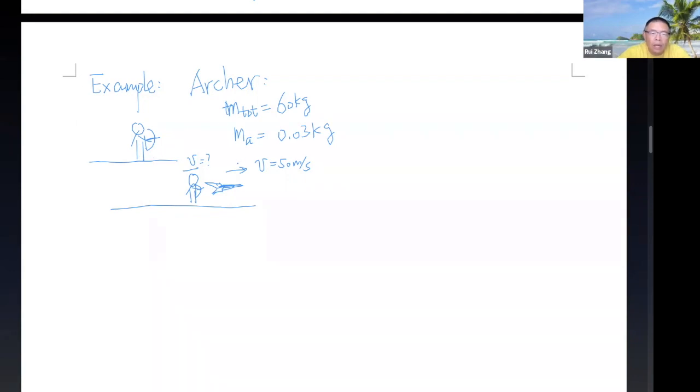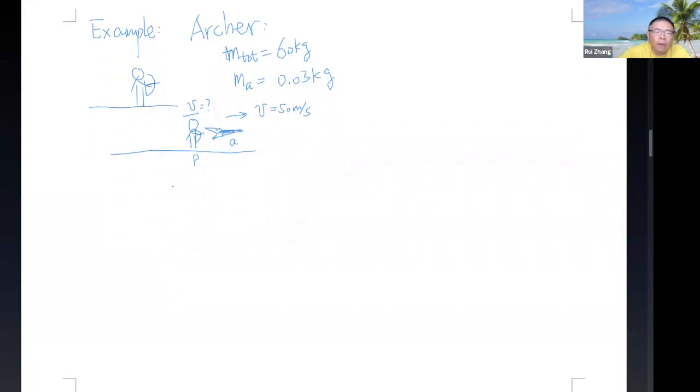Let's label them. I'll call the arrow A, because A stands for arrow. For the archer, we cannot call it A anymore because that's already taken, so let's call it P, for person.